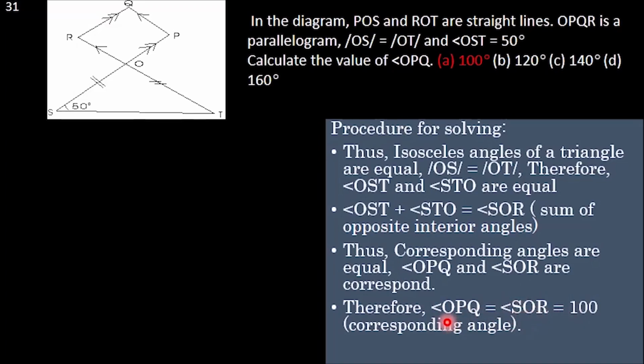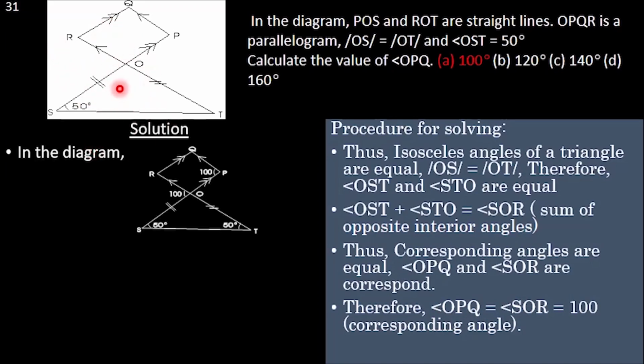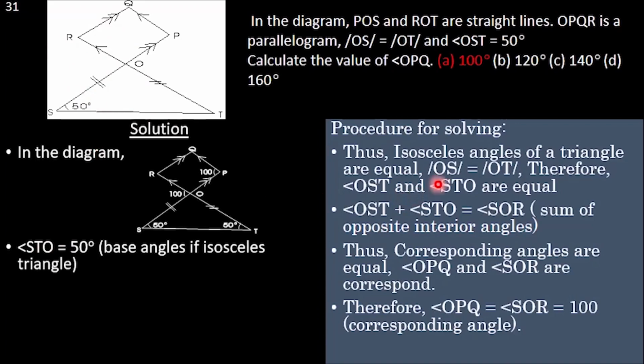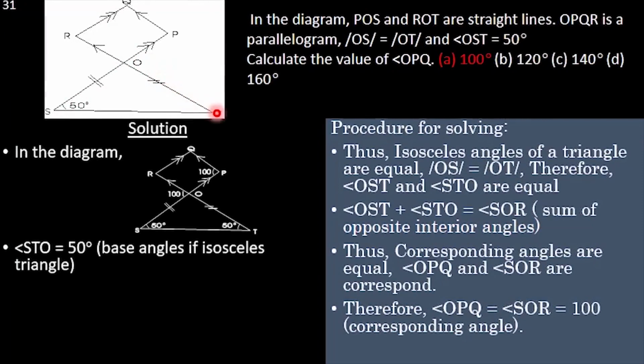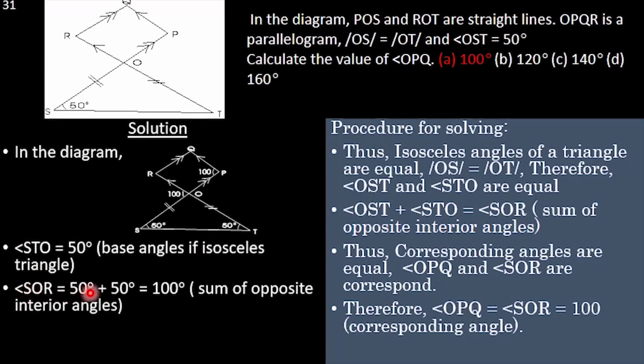Corresponding angles. Let's check the solution. In the diagram, we have this as a diagram. Don't forget that they say line OS and line OT are equal. Because they are isosceles, their angles are going to be equal. We have 50 degrees here, so we are going to have 50 degrees here as well. Angle STO is now equal to 50 degrees. These angles are equal in an isosceles triangle. Now angle SOR is equal to 50 degrees plus 50 degrees, which is 100 degrees.